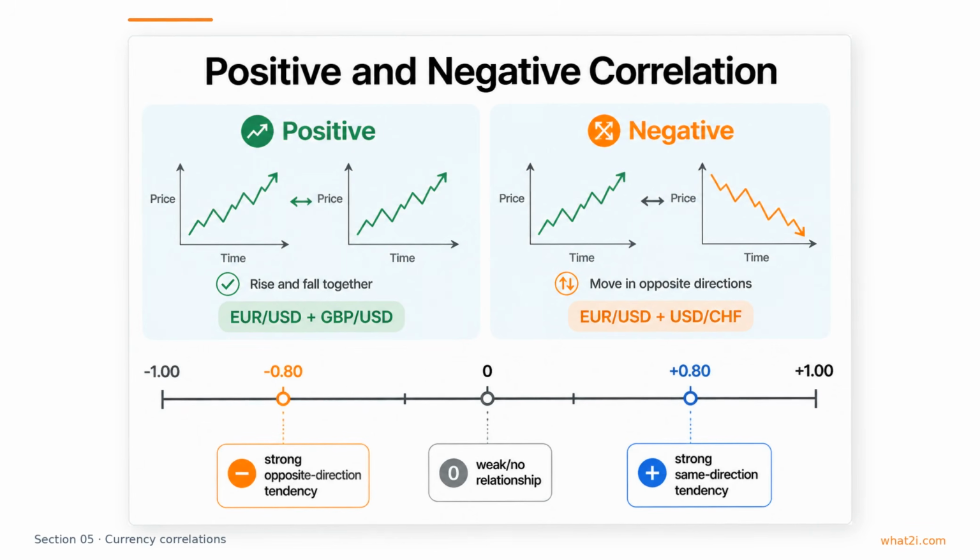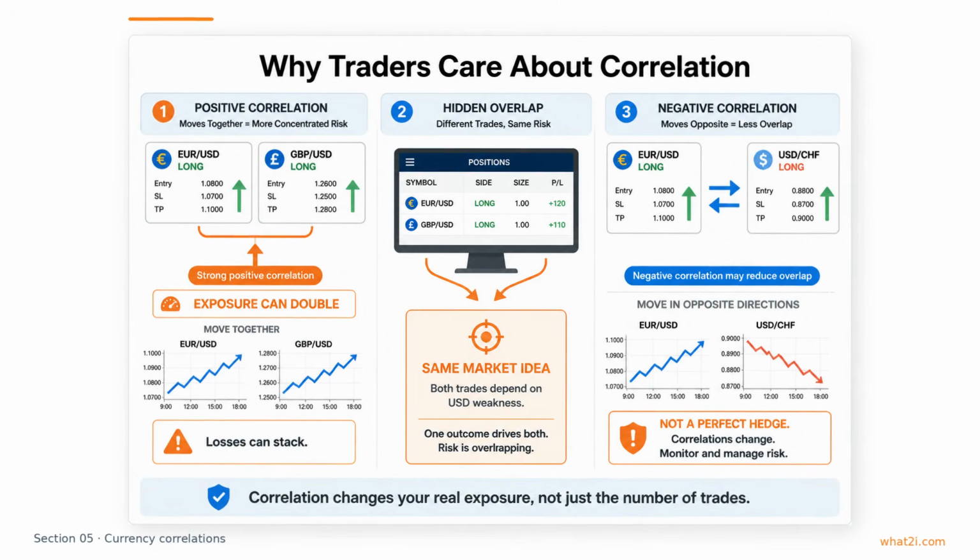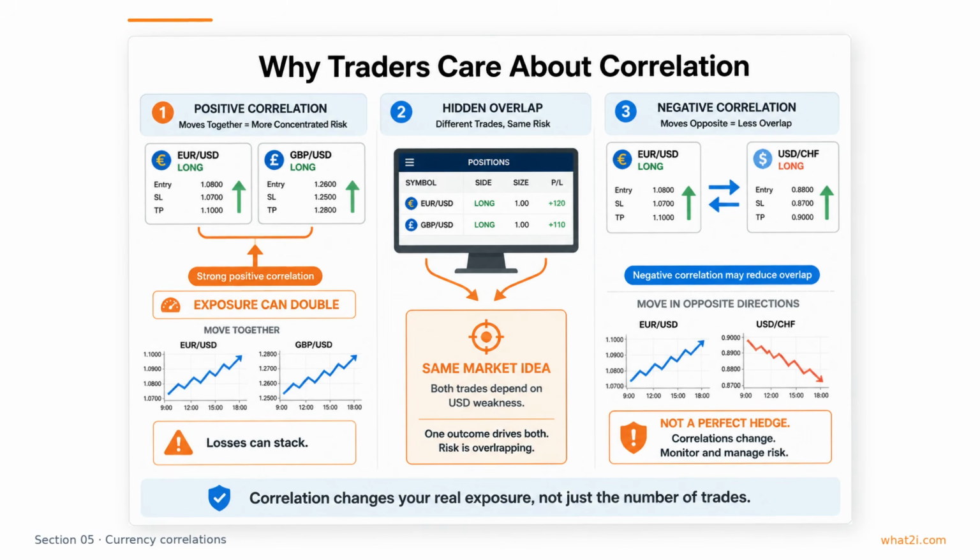The sign tells you the direction of the relationship, and the size tells you how strong that tendency is. That makes correlation a practical risk tool, not just a statistic. Traders care about correlation because it changes real exposure. If you are long two highly positively correlated pairs, you may be doubling down on essentially the same market idea. If one trade starts losing, the other may lose with it. Negative correlation can reduce some overlap, but it is not a perfect hedge. So the number of open trades is not the same as the number of independent risks. Correlation helps you see whether your portfolio is more concentrated than it first appears.